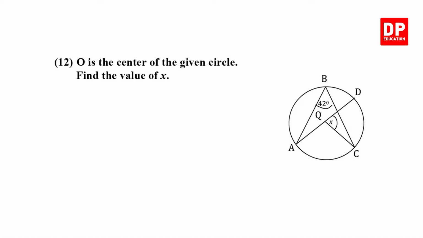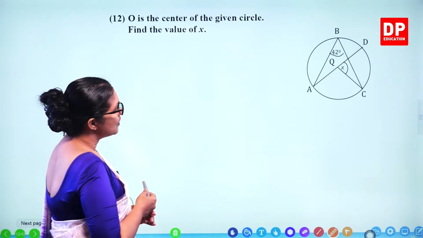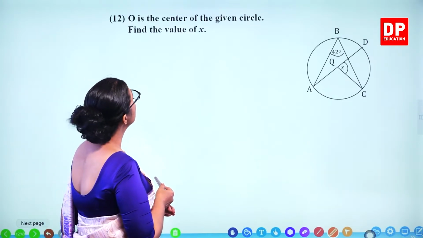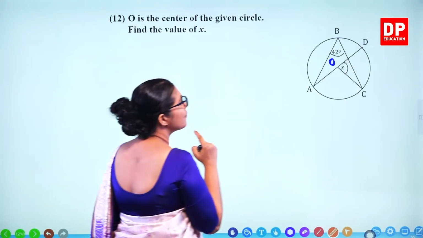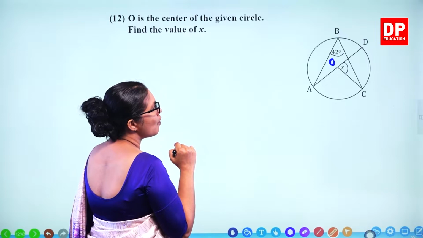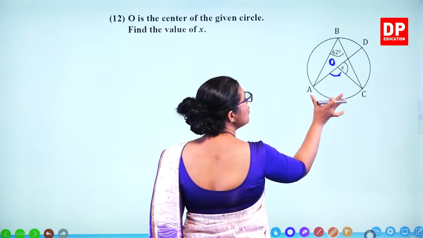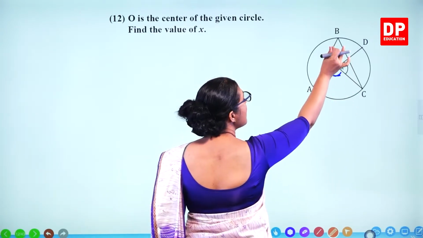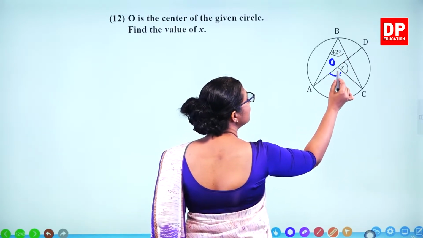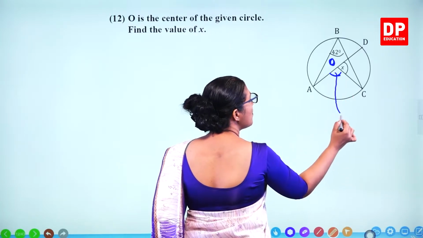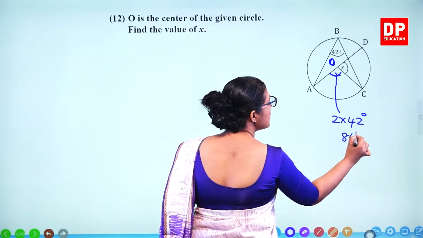Question number 12. O is the center of the given circle. Find the value of x. So this is, we'll put O, not Q. This is O. That's the center. What can you say about this angle and this angle? When you take arc AC, this is the angle subtended on the circumference and this is the angle subtended on the center. So what is this angle? Double of this. So 2 times 42, you get 84 degrees.